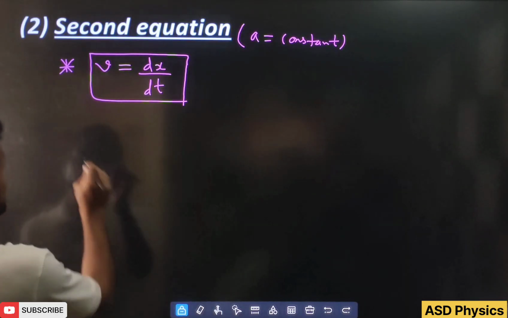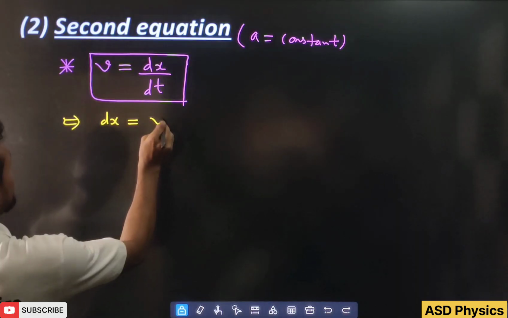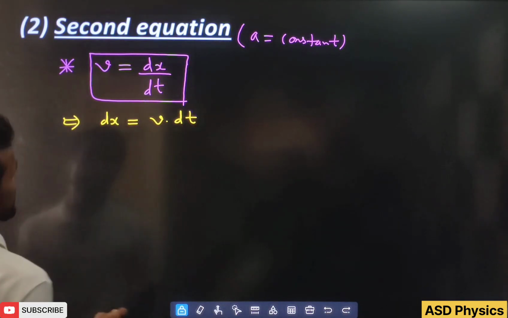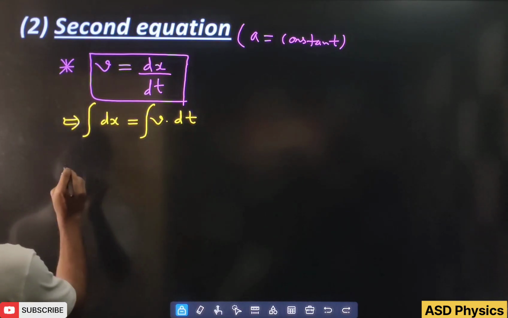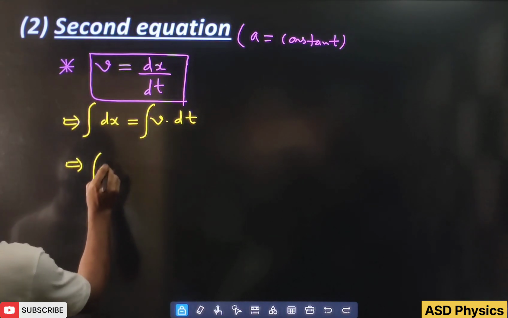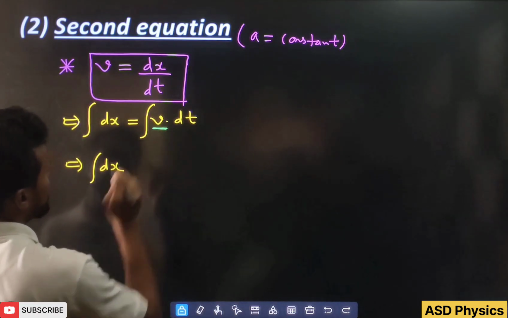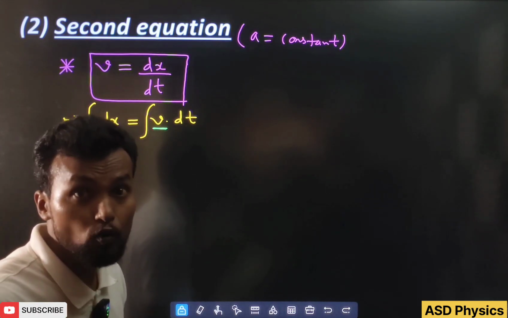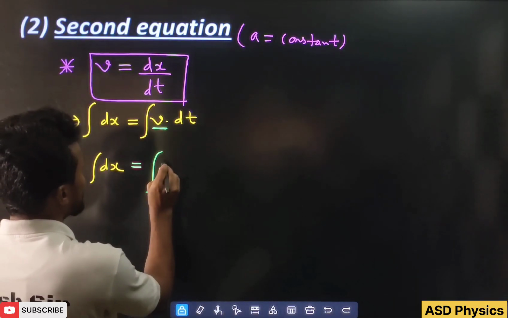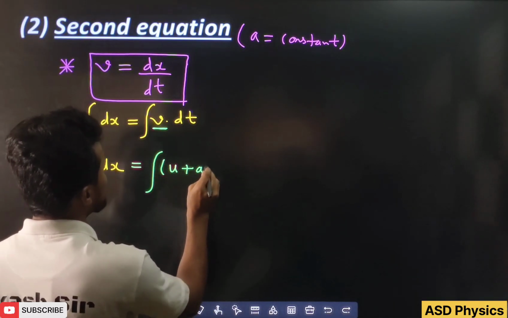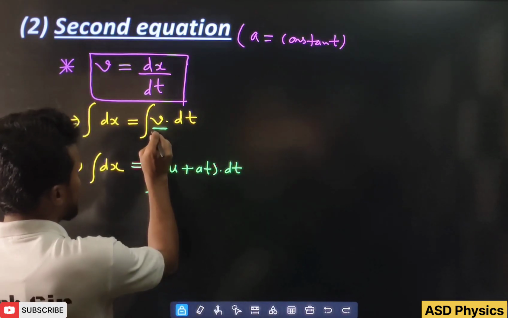Now after that, what will happen? Further we'll go ahead. So we can write here, dx equal to v into dt. Okay. And we'll put the integration here. Now remember, the next step is what? In the next step, students, we have to put this v value. What is the v? v equal to u plus at, that we have done before. So this will become u plus at into dt. Okay. This v value I have put here.